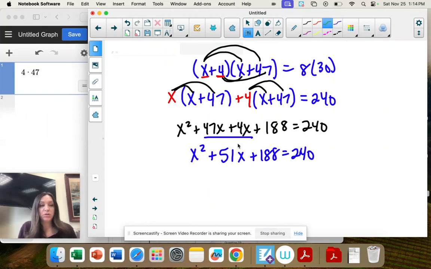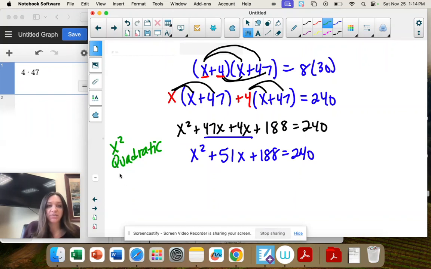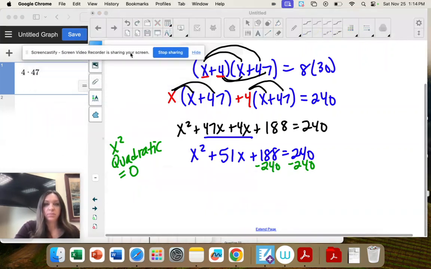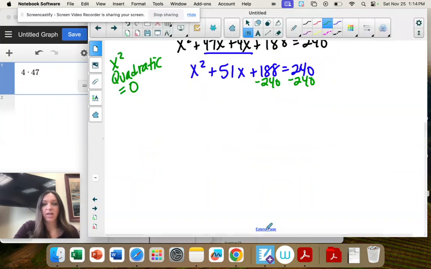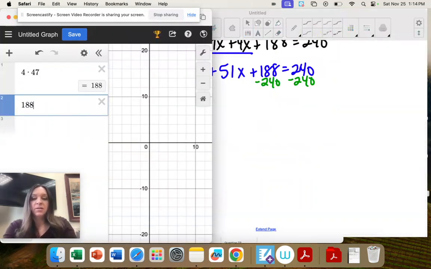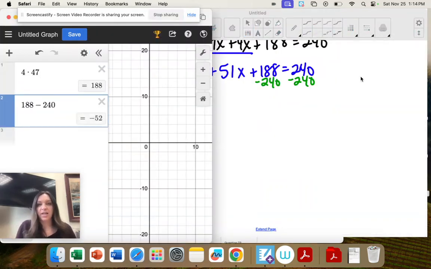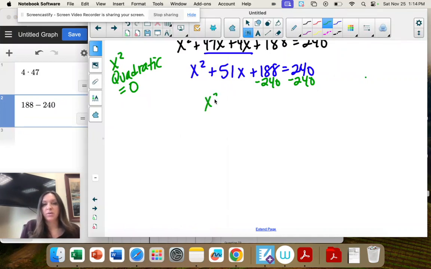And this is a quadratic equation. When I say quadratic, it means x squared means quadratic. And to solve these, we have to have it equal to 0. So I'm going to minus 240 from both sides. So I have 188 minus 240 is negative 52. So x squared plus 51x minus 52 equals 0.